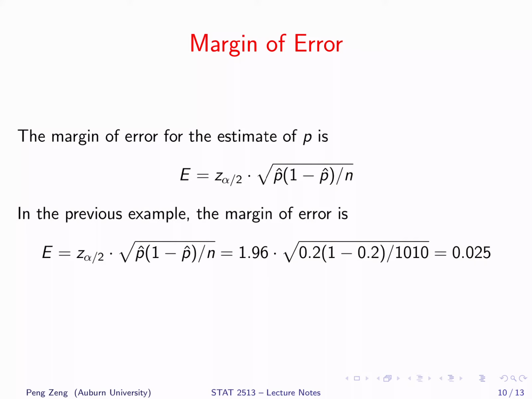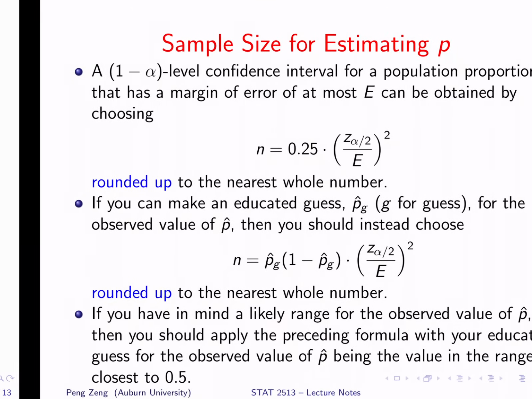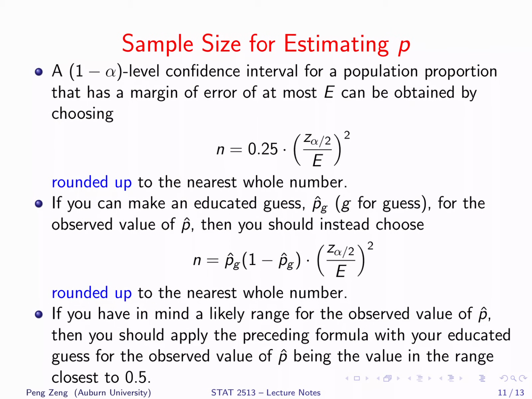The margin of error is an indicator of how accurate a confidence interval is. We always prefer a smaller margin of error. The length of a confidence interval is exactly twice the margin of error. The margin of error is also related to the sample size. If we increase the sample size, the margin of error will decrease. We can determine the sample size needed to achieve a particular margin of error.